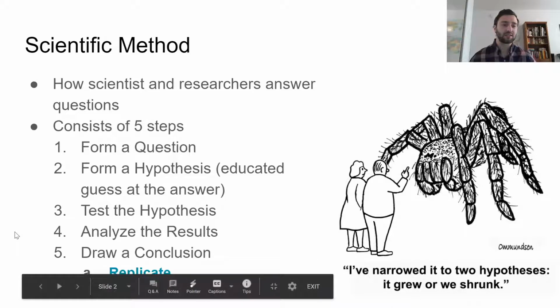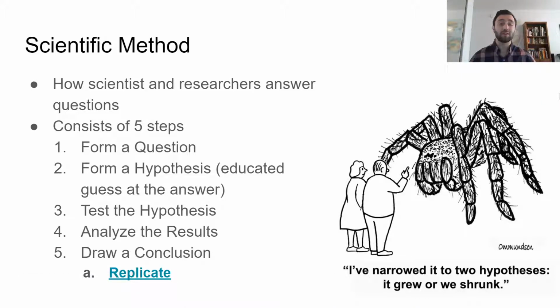I added a last piece here and I just kind of covered it a little bit. 5A, which is replicate, right? Which is probably the most important part, which is where we need somebody else to go in and do our study again, right? Follow those steps exactly the same and see if they get the correct answers, to make sure that it happens over and over again.